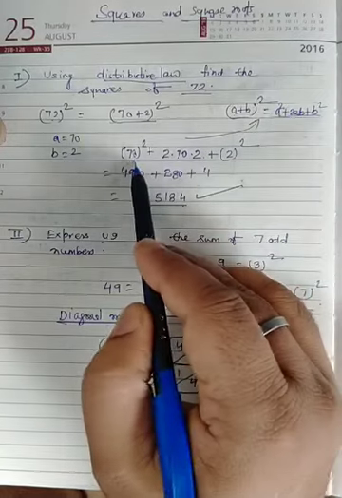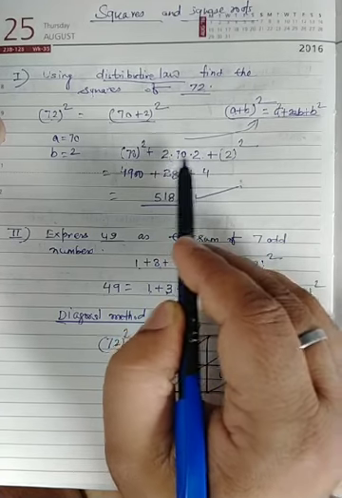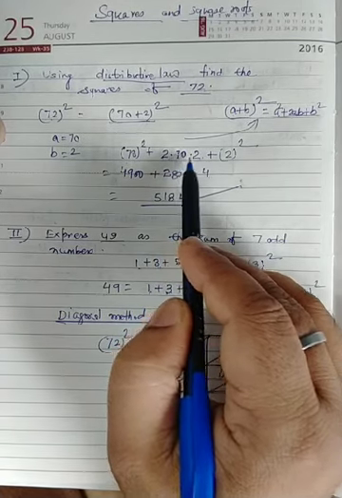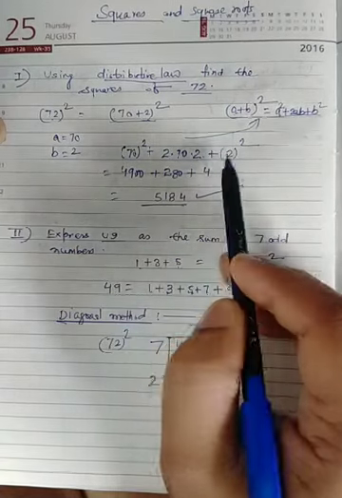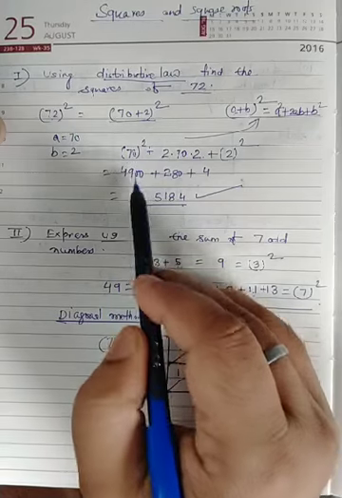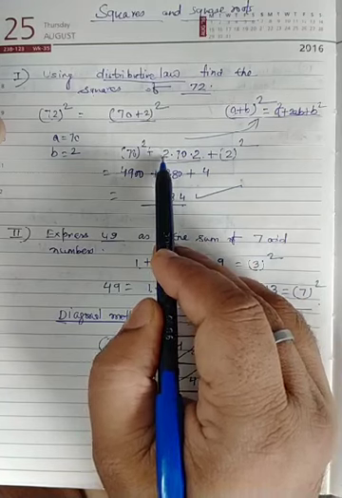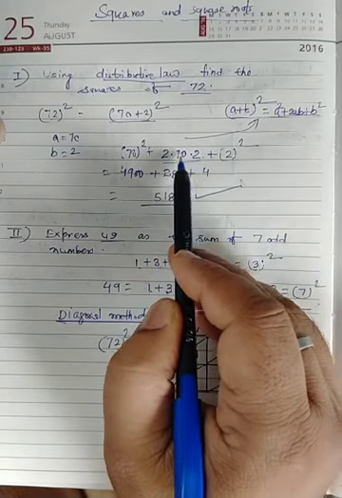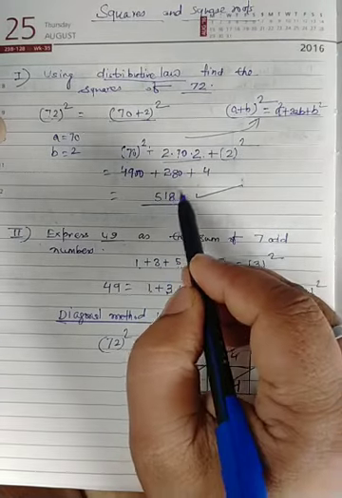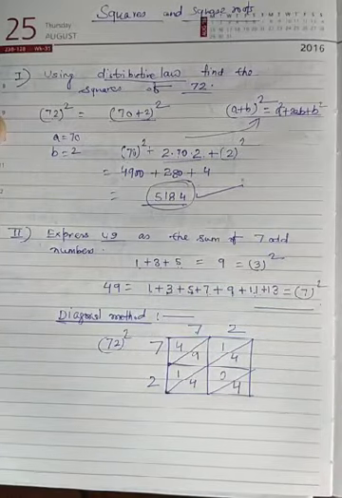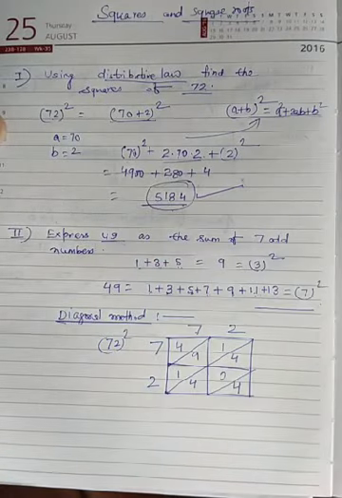So by using this formula, a square, that means 70 square, plus 2ab (these dots mean multiplication), plus b square. b is 2, so 2 square. So the square of 70 is 4900, and the product of these three: 2 sevens are 14, 2 fourteens are 28, and this 0, so 280, plus 2 square means 4. By adding them up we are getting 5184. So this is the square of 72.